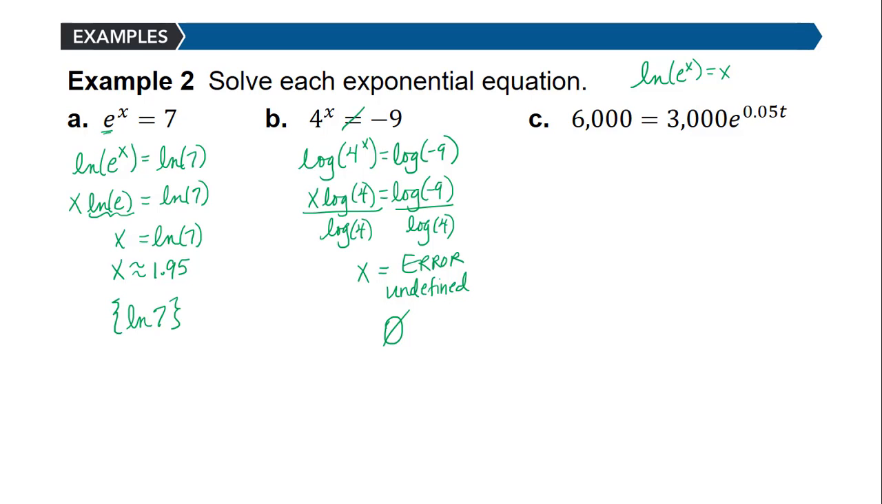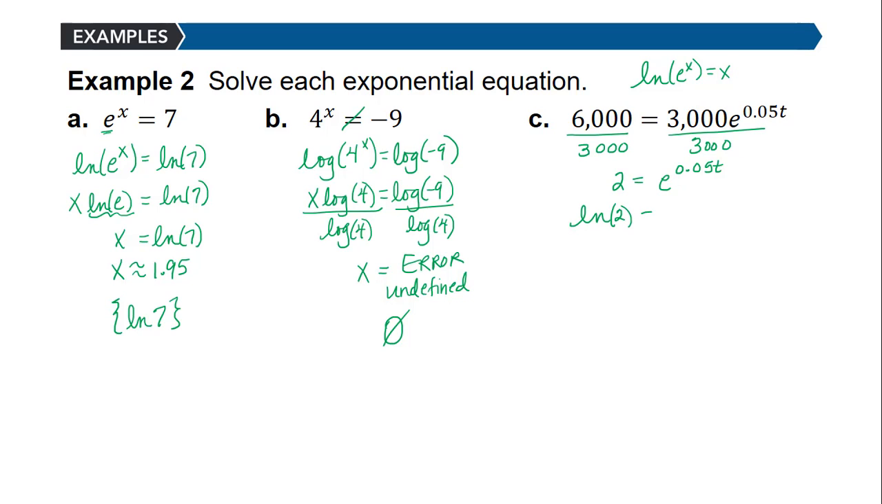Part C is 6,000 equals 3,000 times e to the 0.05t. To take the log of each side, we need to isolate the exponential expression. So we first need to divide each side by 3,000, since that is a coefficient of the right-hand side. And then we get 2 equals e to the 0.05t. Now, because our base is an e, we'll take the natural log of each side.